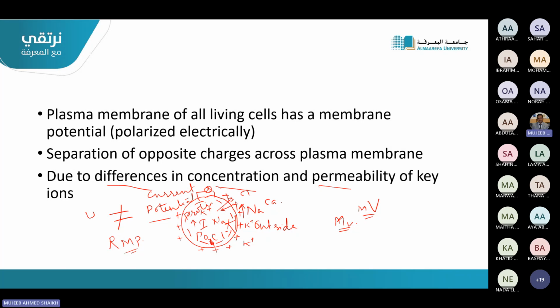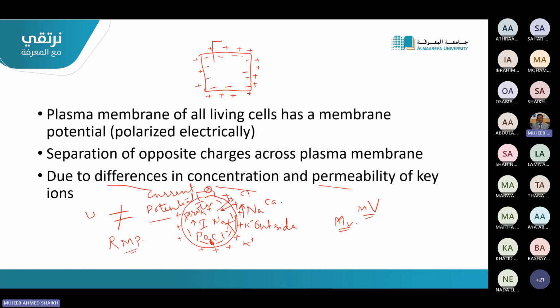You are getting my point now? Negative more inside, right? Suppose this is a cell, now square shaped. So all the negativity is lying inside the cell and all the positivity lying outside the cell. And if you connect with a galvanometer, it will show you some current, some millivolts. And this is called the resting membrane potential.